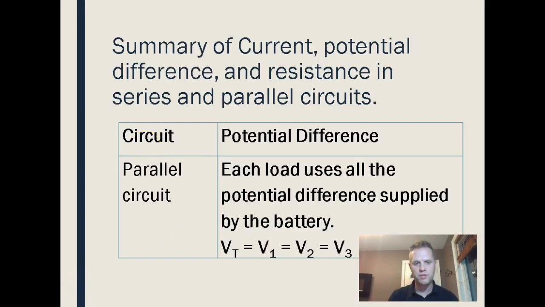So in summary, what we can say for parallel circuits is that each load uses all the potential difference supplied by the battery. This means that the voltage across different loads, if they're wired in parallel, is going to be the same. So voltage remains the same across a parallel setup.